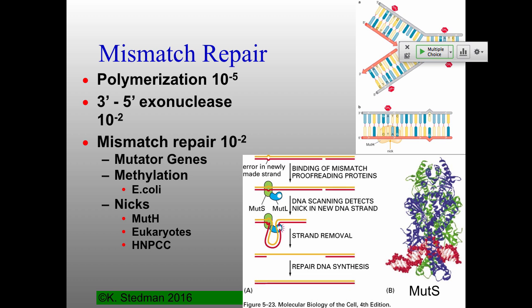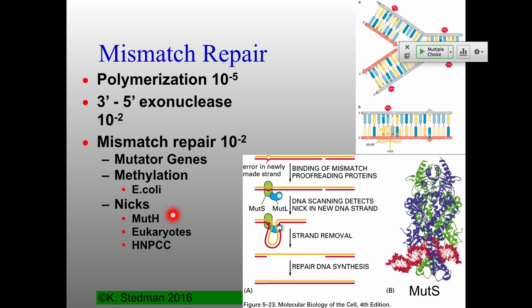Turns out that semi-discontinuous is not just the lagging strand, the leading strand is also somewhat semi-discontinuous as well. And so there are also nicks in the new piece of DNA that's made on the leading strand as well. So I've got nicks down here at the bottom, MutH, eukaryotes, HNPCC, what the heck does that all mean?